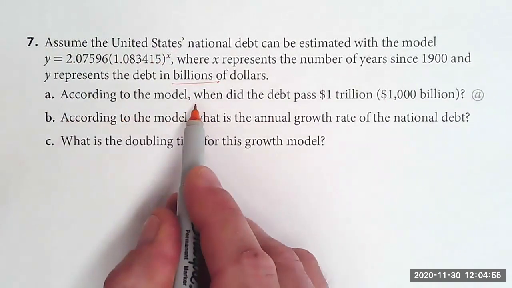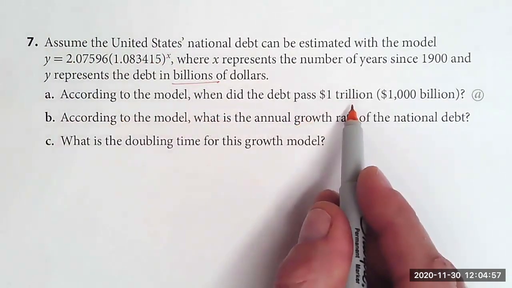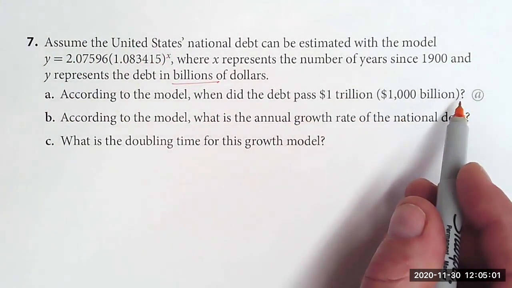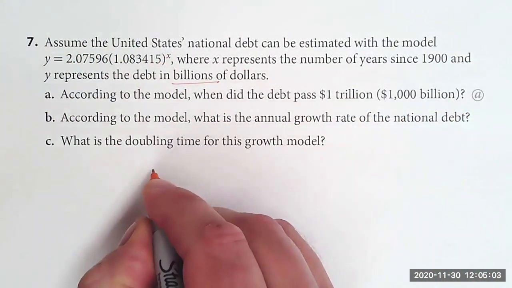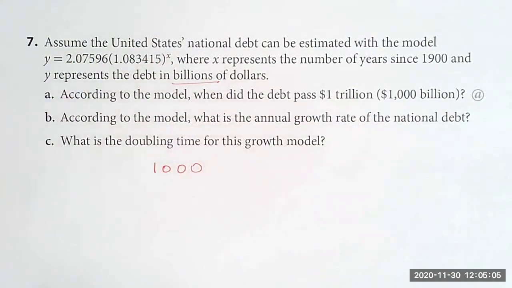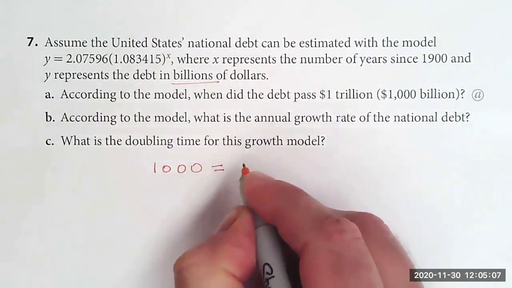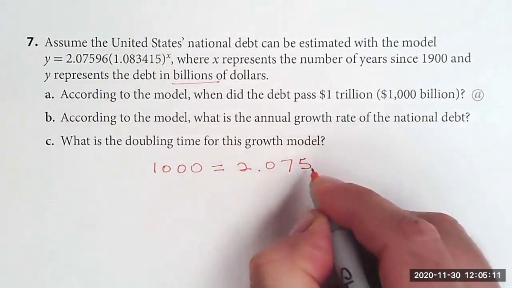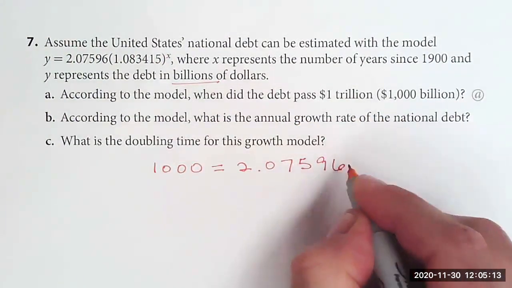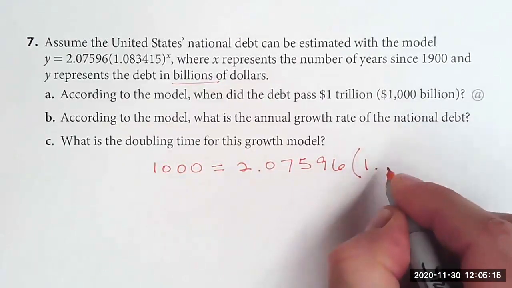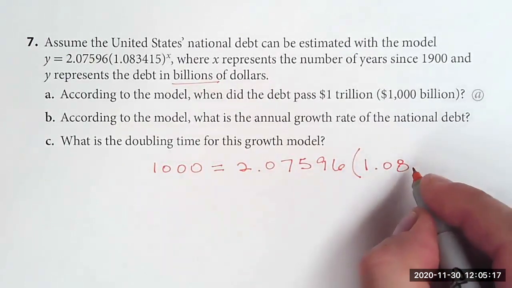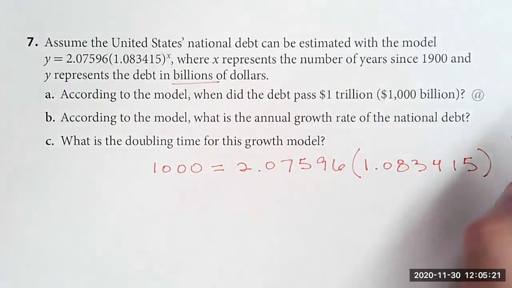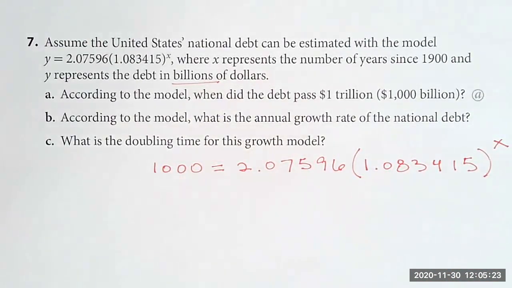According to the model, when did the debt pass 1 trillion, which is equivalent to 1,000 billion? Well, you can write 1,000 is equal to this value times this rate raised to X, and solve for X.